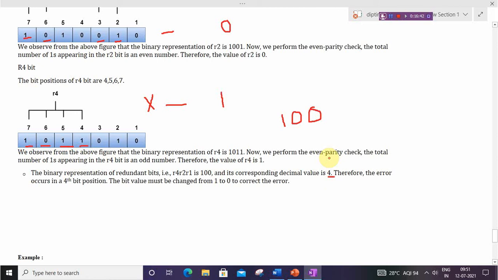Okay. So therefore the error occurred in the fourth position, and in the fourth position the value is complemented, means the value is 1, so it will be 0, and then the data will be 1010010. Okay. So in this way we can correct the data by using Hamming code. So this is all about Hamming code and the Hamming code example, how to correct a single bit error through Hamming code. Thank you.